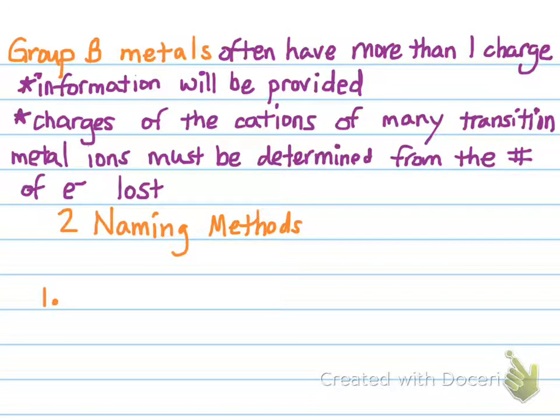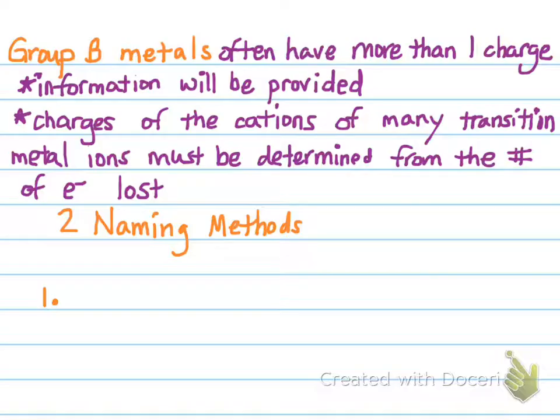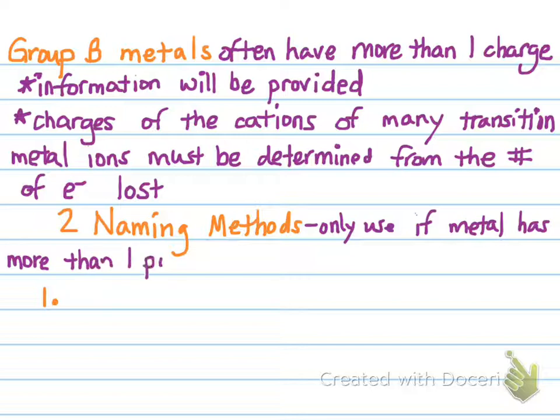Because these group B metals have more than one possible charge, it's a little more complicated to name them, because somehow we have to communicate which copper ion we mean, the copper with a +1 charge or the copper with a +2 charge. So that changes a little how we have to name these. For these 2 naming methods, we only use them if the metal has more than one possible charge.